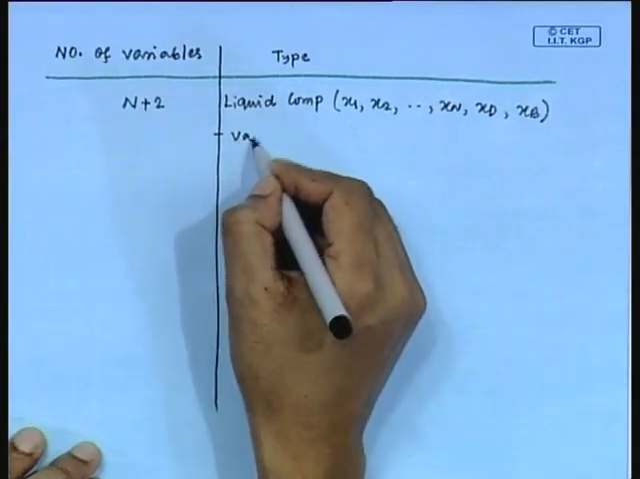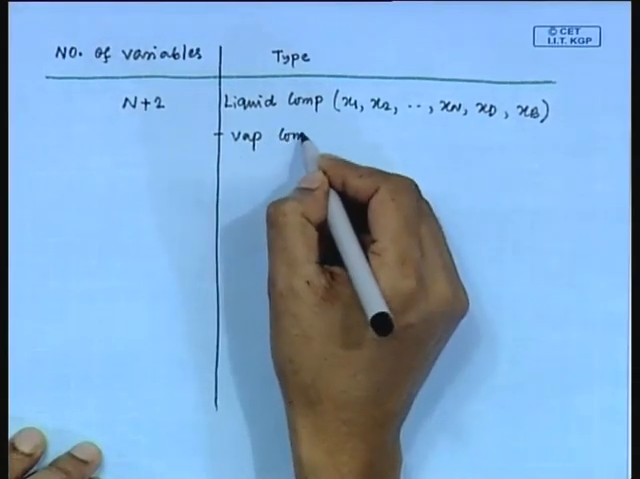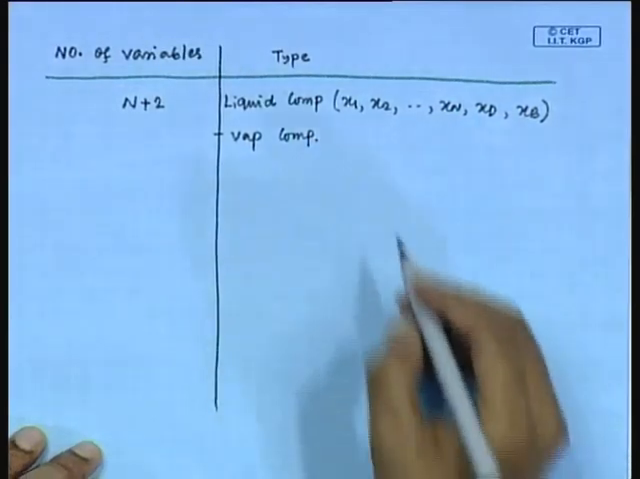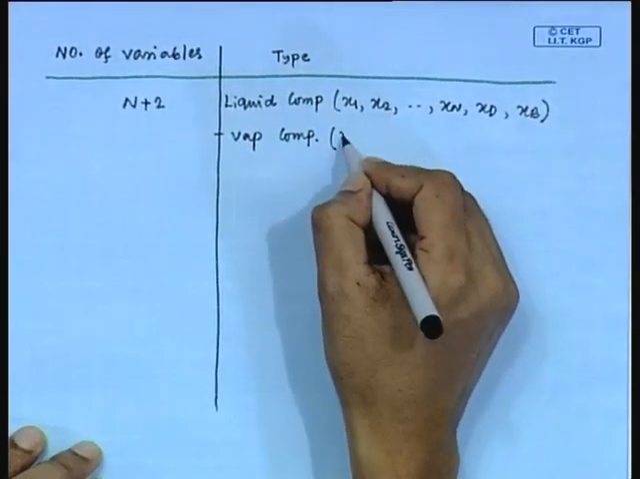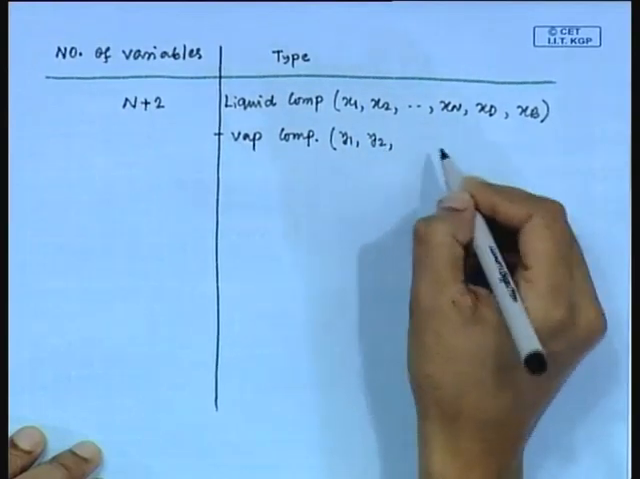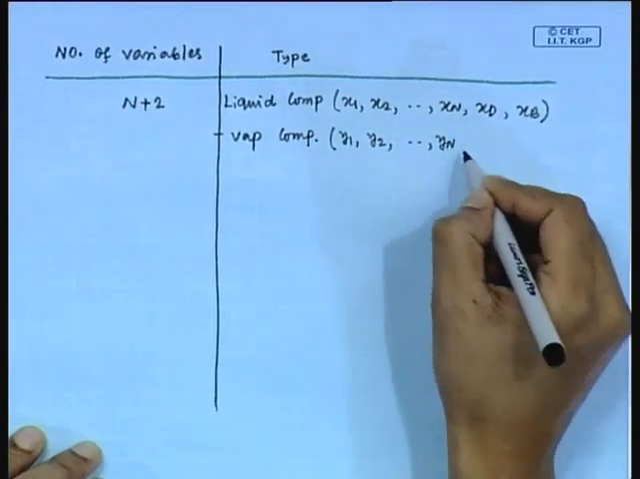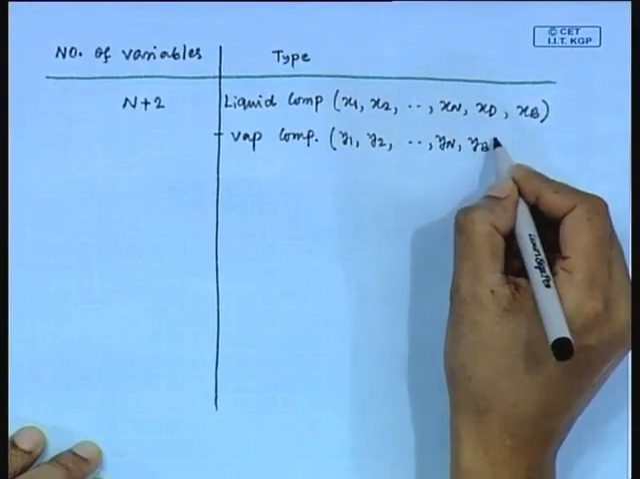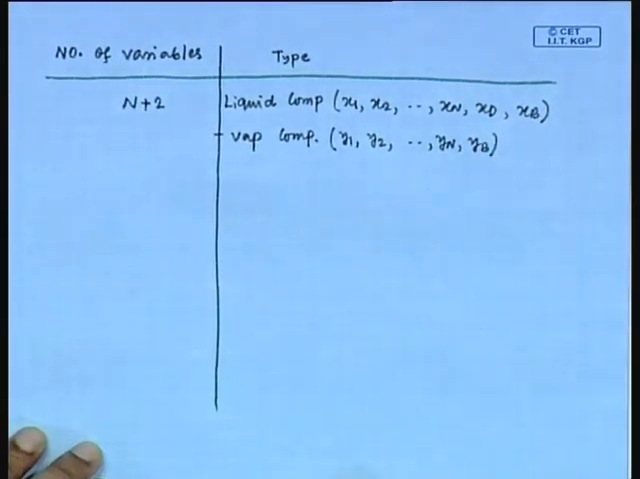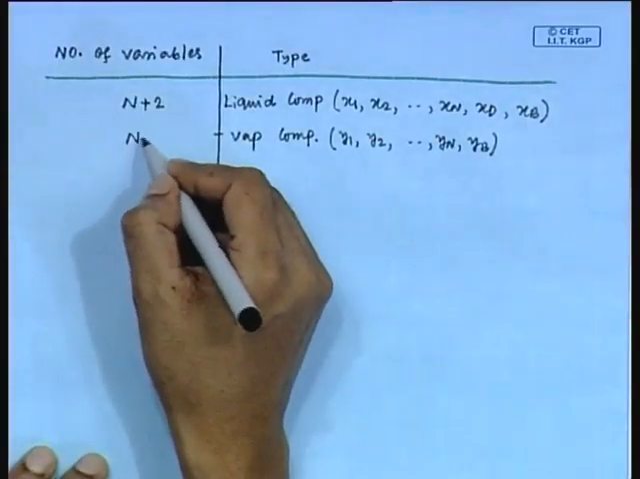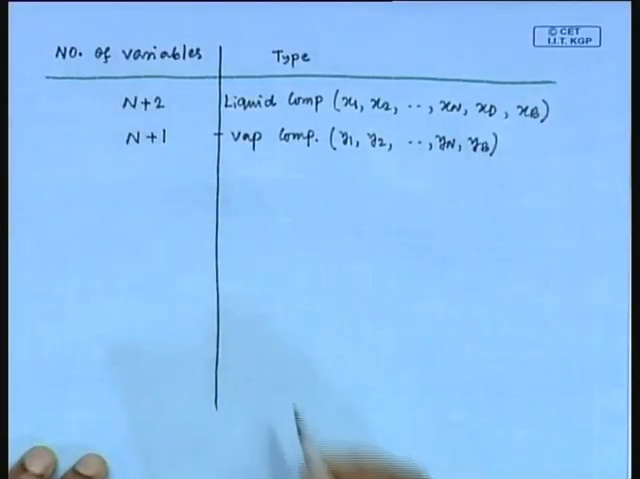Next, vapor composition. How many vapor compositions are involved? Y1, Y2, Yn and one for column base. There is no vapor distillate. We have considered only the liquid distillate. Fine. So, there is no Yd. Accordingly, we have n plus 1 variables, those are vapor compositions.